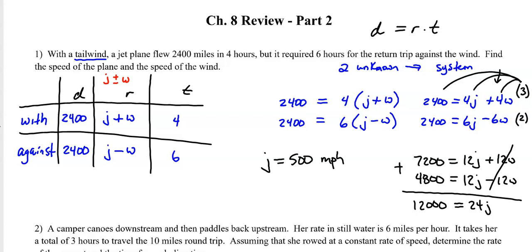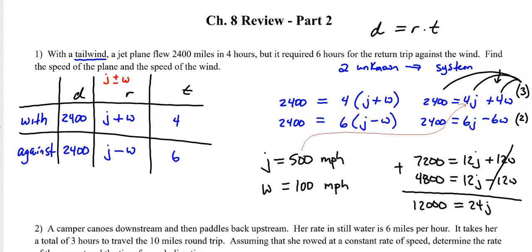So I'm going to plug this in, and I take this 500 and jam it in right here. 4 times 500, well, that's 2,000. So 2,000 plus 4 times what will give me 2,400. So it looks like W is going to be 100. So W, wind speed, is going to be 100 miles per hour.